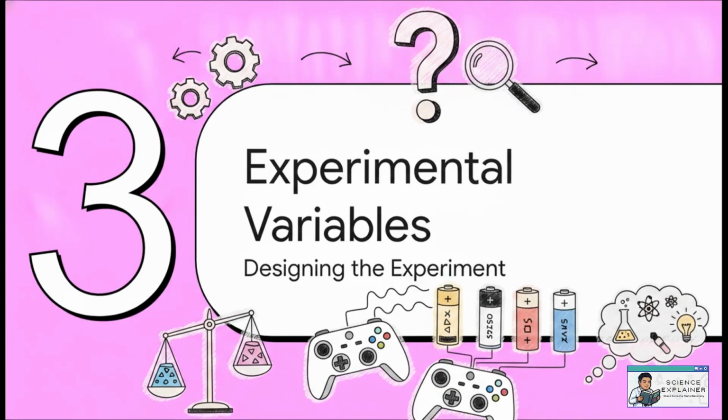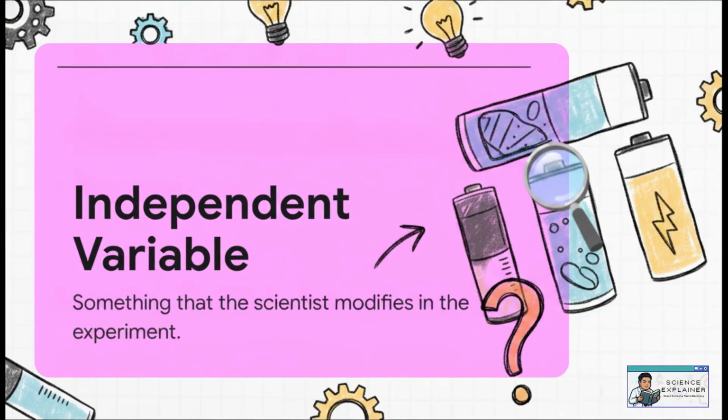That brings us to Section 3, Mastering Experimental Variables. So this is arguably the trickiest part of the whole journey, designing the experiment itself. Let's say you wanted to test a different 7th grade mystery. Which brand of battery lasts longest in your gaming controller? To set up a fair test, you have to master your experimental variables. But don't worry, I promise you, by the end of this section, you're going to have a foolproof way to remember these for the rest of your life.